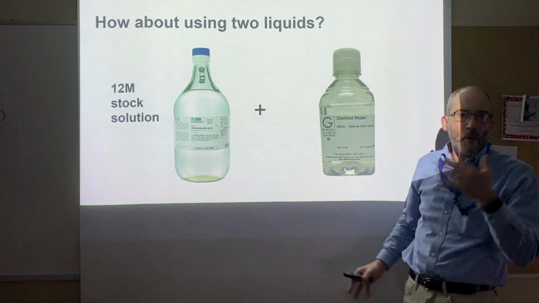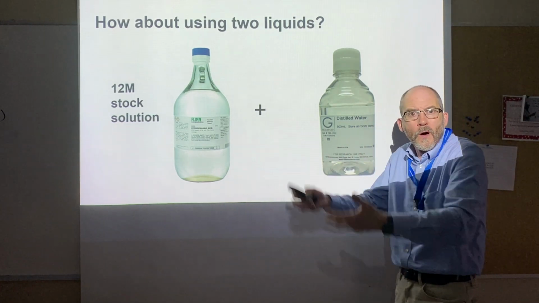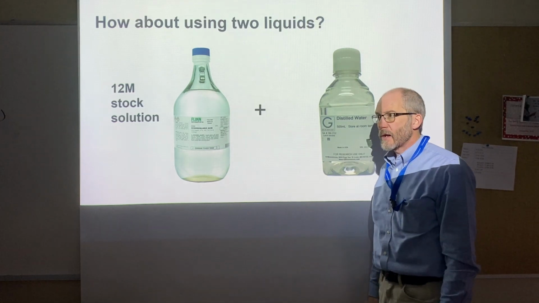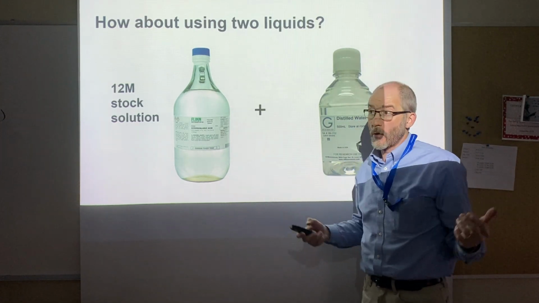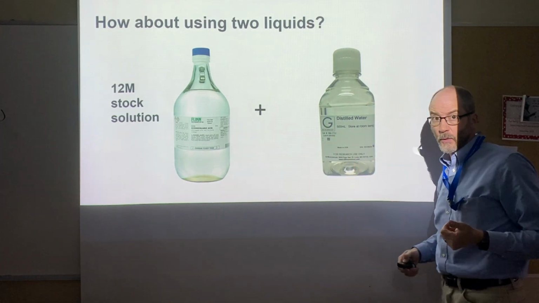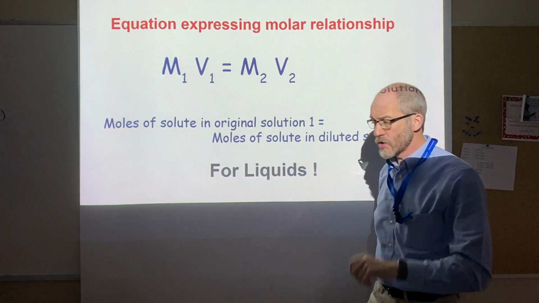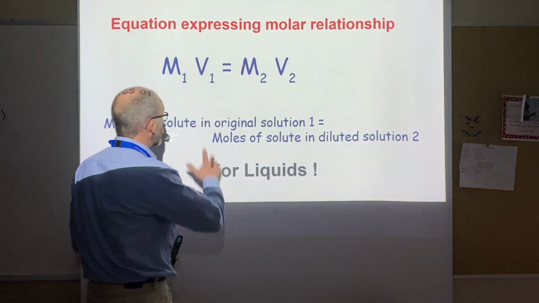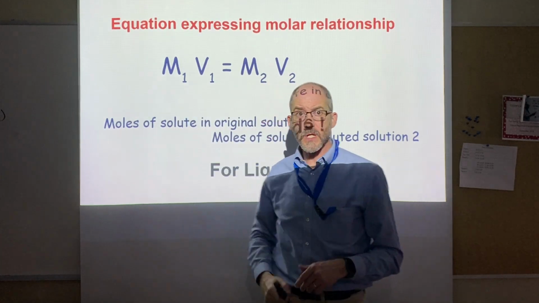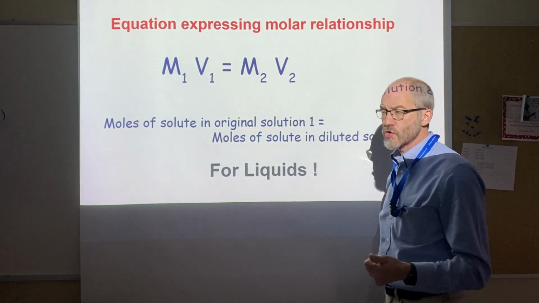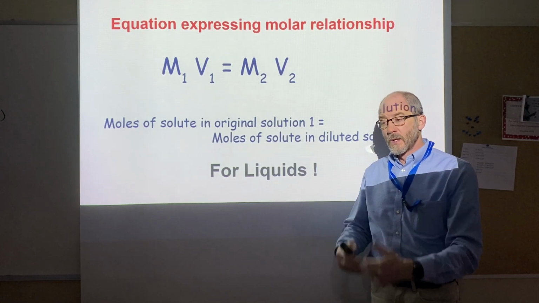But how do you know what to do? How do you know how to get the desired concentration that you want when you're adding a liquid to a liquid? Well, here's what you're going to do. You're going to use a very important relationship. You're going to use M1 times V1 is equal to M2 times V2. Well, your M's are going to be your molar concentration, and your V's are going to be your volumes.